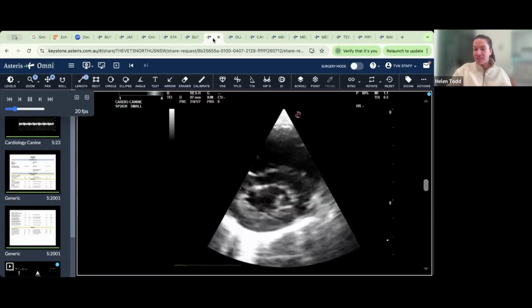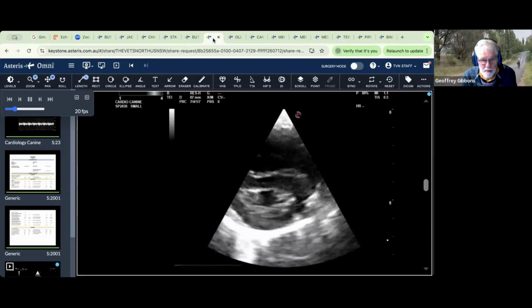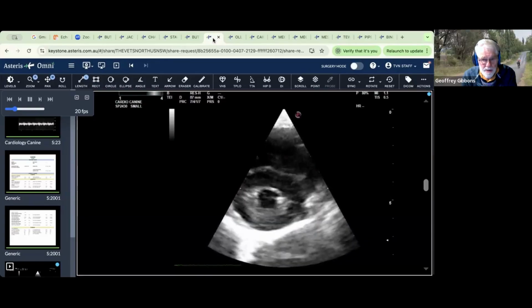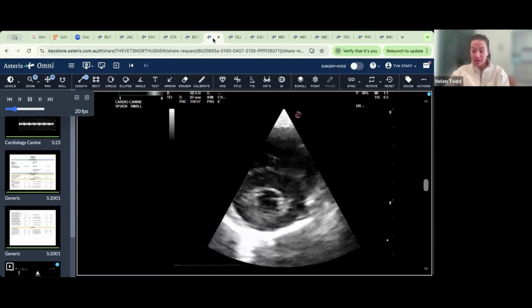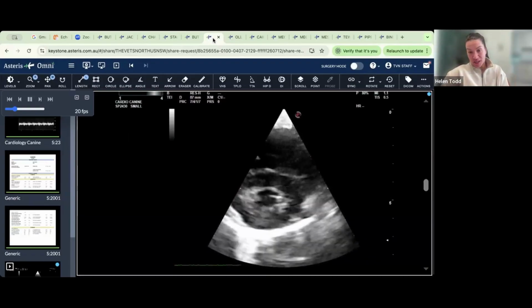Does anyone have any comments if you saw this view in practice? That's contracting much better. It's expressing nearly its full volume. Yeah, it's contracting much better. So subjectively, we could say contractility looks better. We can do a proper fractional shortening on it.